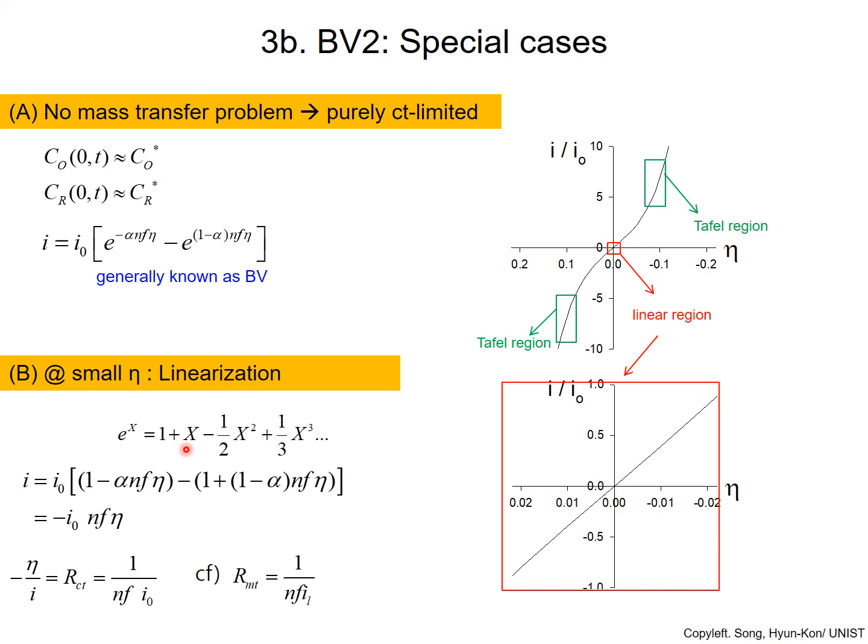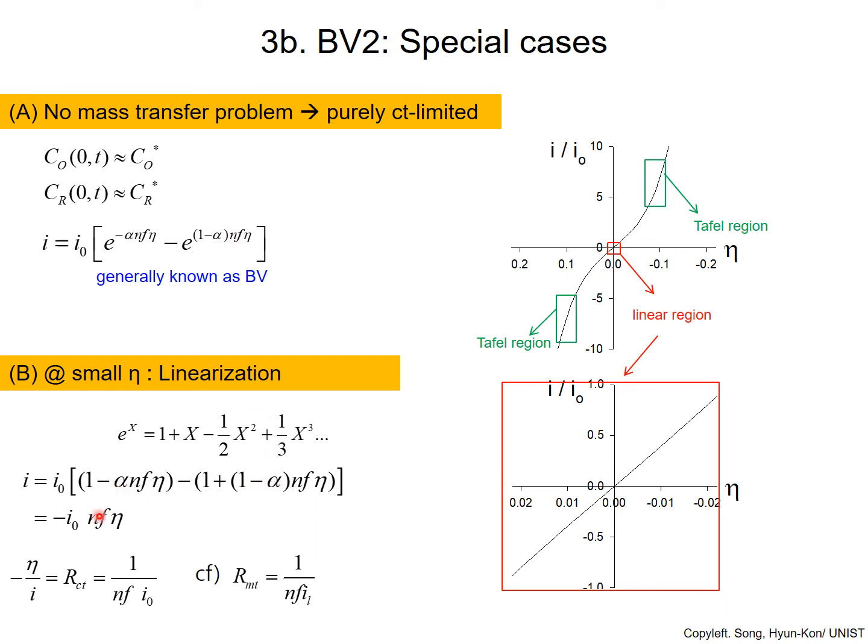Then let me apply this relation. So we have the exponential function here. Then this goes to 1 plus minus alpha nf eta here. Also, in the second term, the exponential function of 1 minus alpha nf eta goes to 1 plus 1 minus alpha nf eta here.